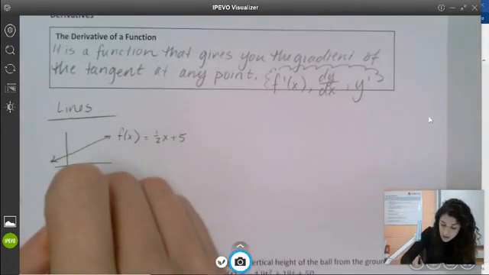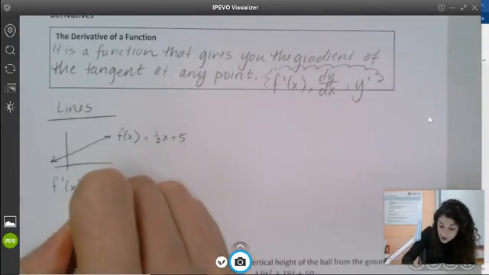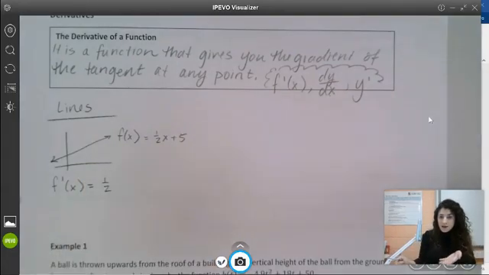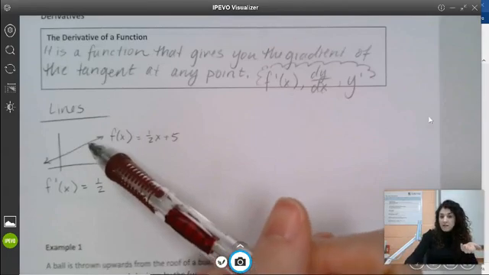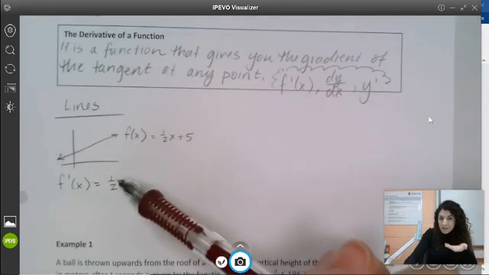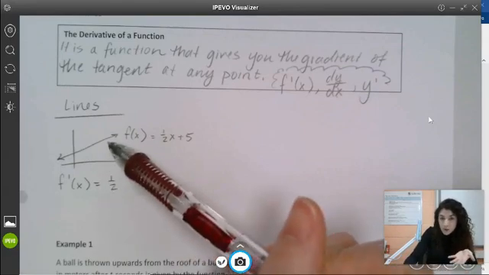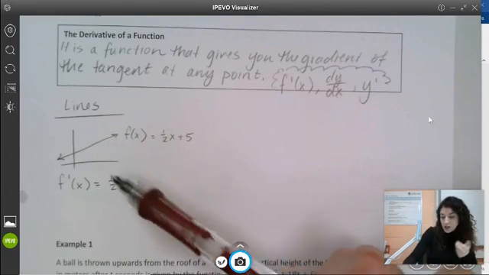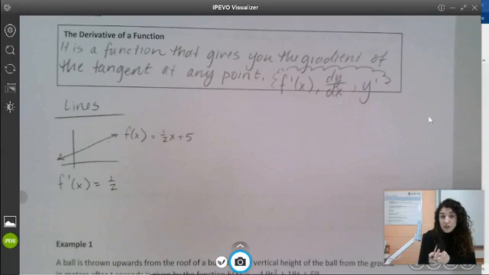So going back to this, the derivative of a line is just the slope of the line. So it just gives you back a number. The slope of the tangent line of this line is just the slope of the line. It's just a number. It's always 1/2. The slope is always the same. It's a constant rate of change. And so your derivative is 1/2.